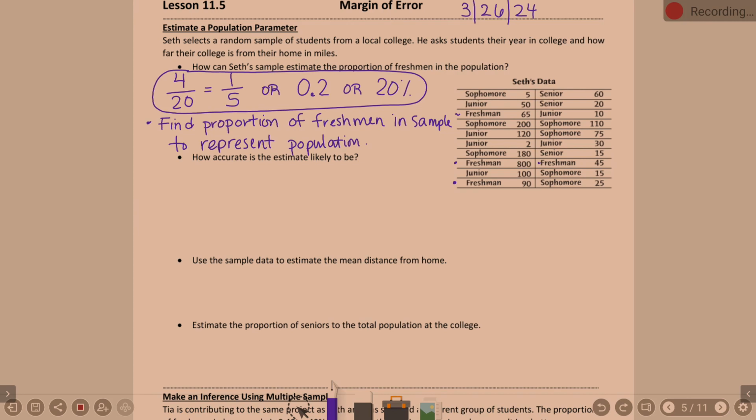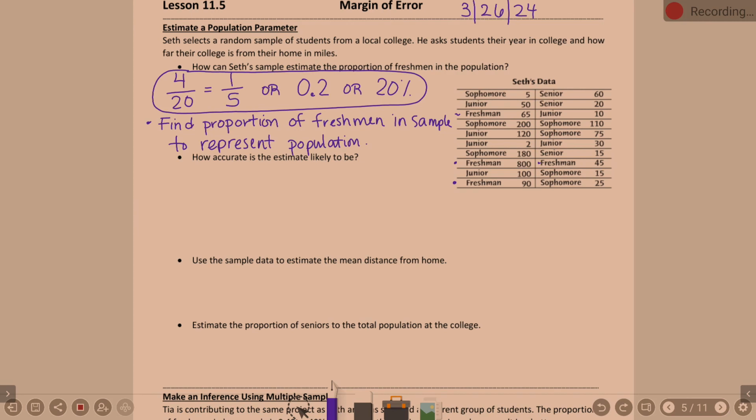What can we talk about with sample size? The bigger the size, the more likely to be random. Okay, so he sampled 20 students. Now, do we have any idea how big this college is? No, definitely probably bigger than 20 students, right? But the bigger the sample, the more accurate of a representation it's going to be.